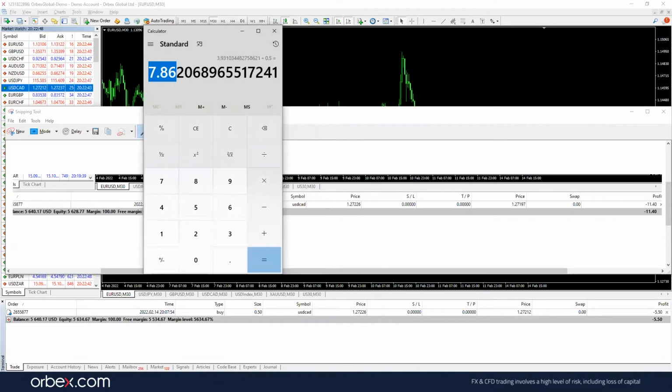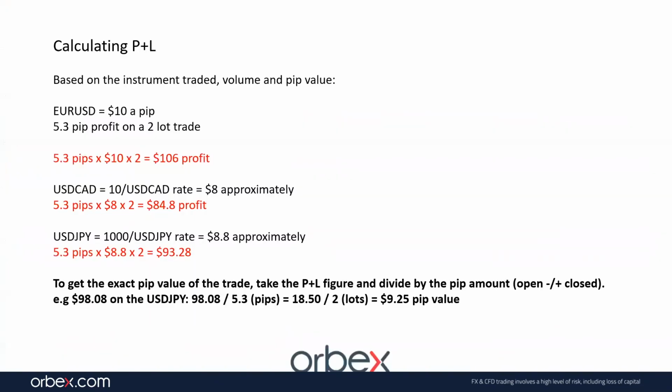I've got another example. I want to give you a live example. So a dollar yen trade. So we know the pip value for this equation is 1,000 divided by the dollar Japanese yen rate. So $8.8 approximately, because we're just doing an approximation at the moment. We did a 5.3 pip profit times 8.8, which is the pip value, and times 2 lots. So we got this P&L.